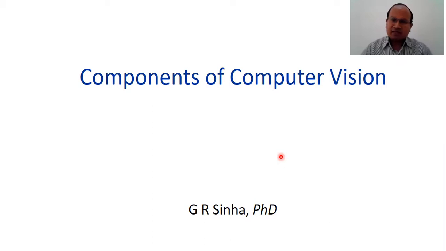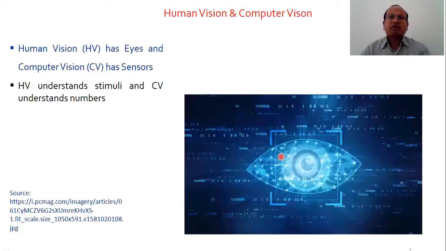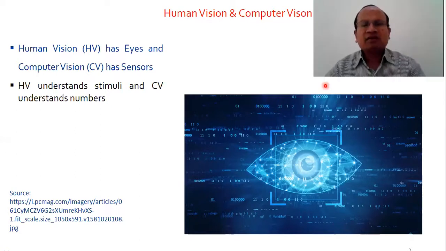We have discussed an introduction of computer vision in the last lecture. In this lecture, we will highlight what are the major components, the major elements, and stages in a computer vision system.